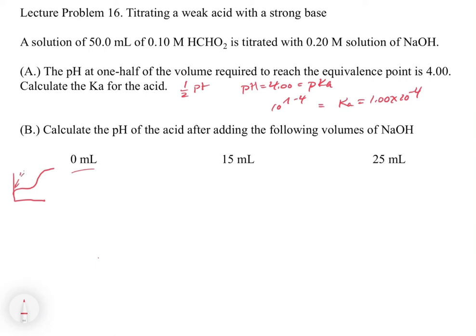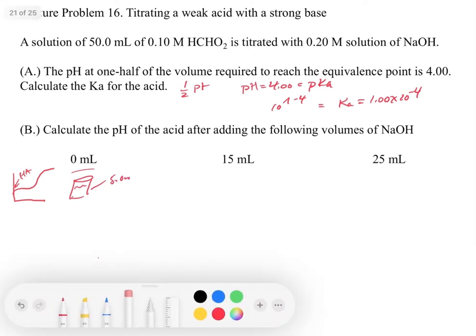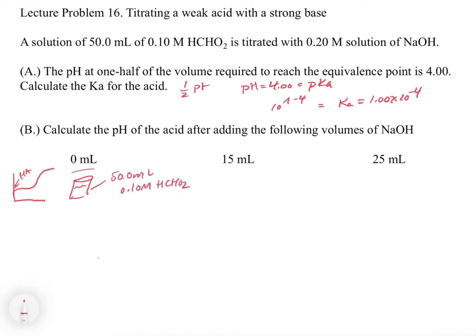We haven't added any base yet, so we know that all we have in solution is HA. So what we're sitting with here at 0 mils is a solution that is 50.0 mils of a 0.10 molar HCHO2 solution. And so what's happening in this solution is we have HCHO2 reacting with water to give us CHO2 minus plus H3O plus, because it's a weak acid. And so we can set up our ice table and get this problem solved using our ice table and Ka.